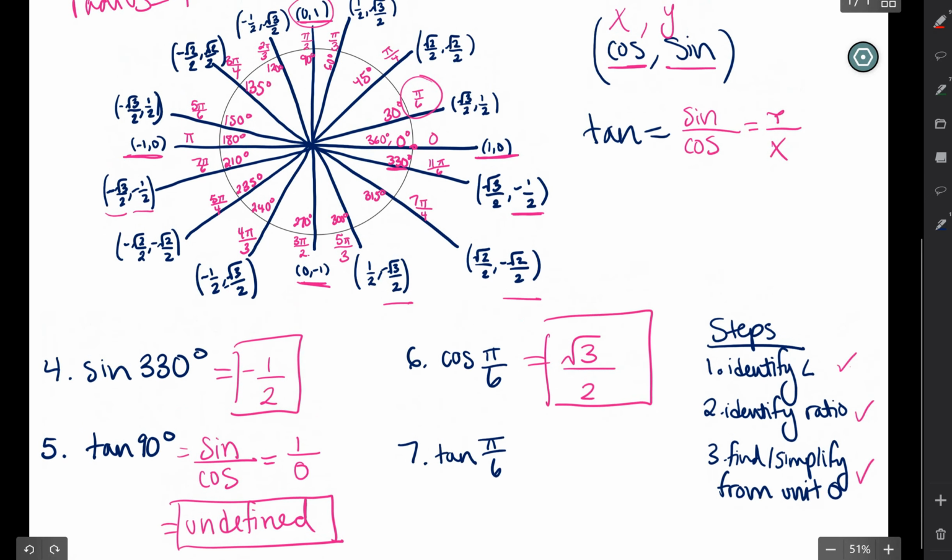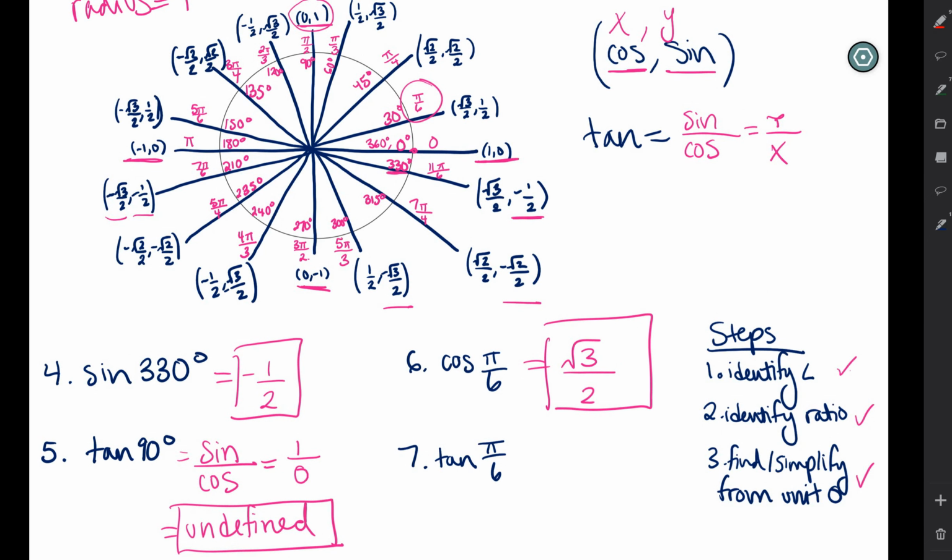One more, tangent of pi over 6. So we're looking at that same angle measure. Remember that tangent is sine over cosine. So strap in for this one. It's going to take a second. Sine is your second coordinate point, 1/2. Cosine is your first coordinate point, √3 over 2. This is a mega fraction.